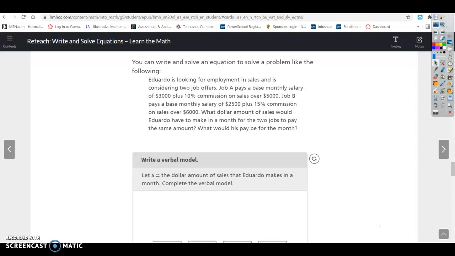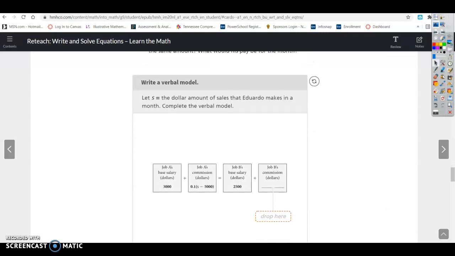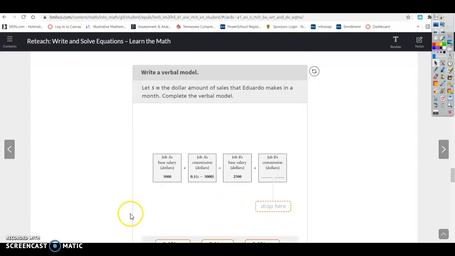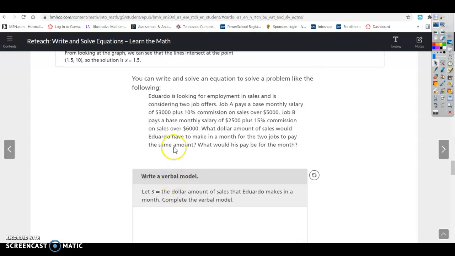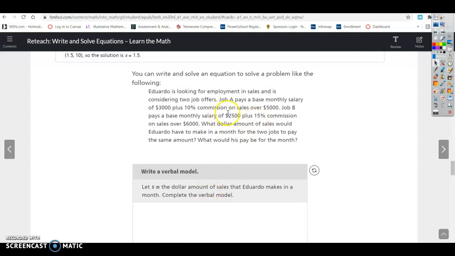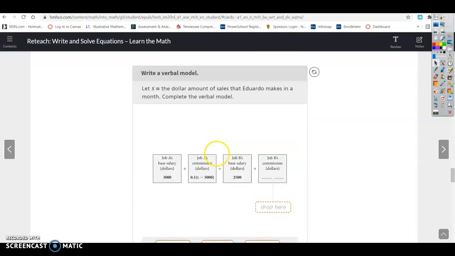All right, so using this information, we're going to say let S equal the dollar amount of sales that Eduardo makes in a month. Complete the verbal model. It says job A's base salary. Okay, we can go up here. We can see that job A's base salary is $3,000. So that's what they have listed here. It says job A's commission would be 10% on things over $5,000. So commission over $5,000. So job B, we want this to be equal to this because we want to see when they make the same amount.